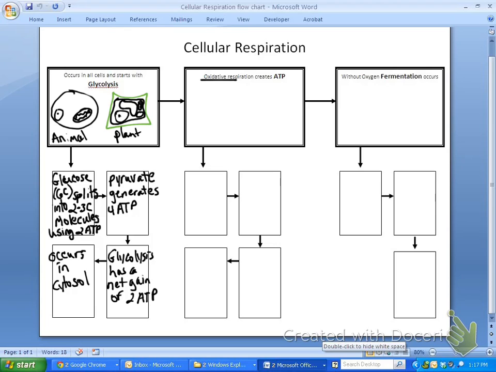So these 2 pyruvate, if we have oxygen, it goes into there. So with oxygen, it goes into oxidative respiration, hence the term oxidative, because it has to use oxygen. If we don't have oxygen, it's going to go into fermentation.